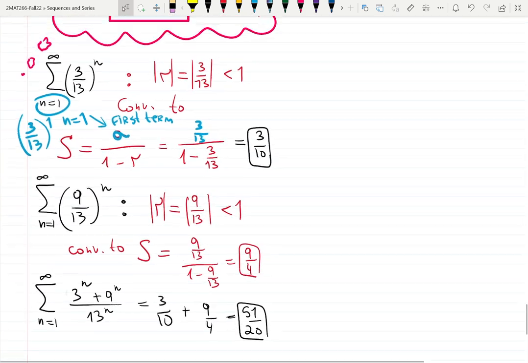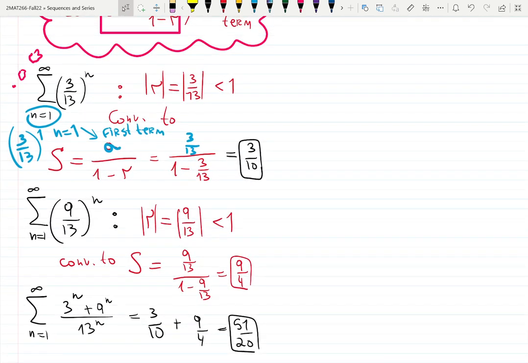That's the answer for your homework question. What do you think about that? The sequence converges to 0. The series converges to 51 over 20. Yes? So when you split the series, what if one of the terms converges and another diverges? Then everything diverges. The question is, what if one converges, another one diverges?